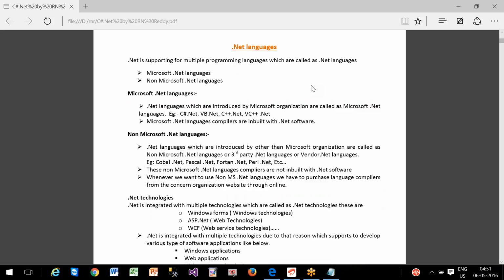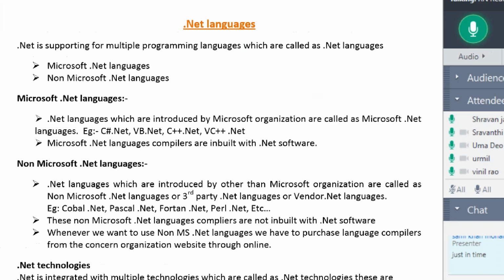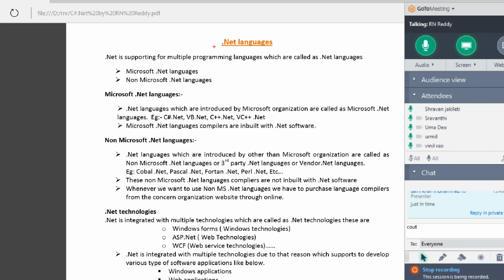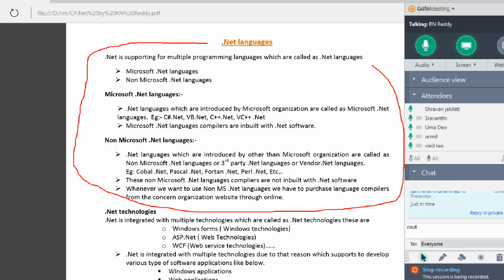The next topic is .NET languages. We discussed till now C#.NET, VB.NET and so on. About that, we need to understand some more points. You guys do one thing. You have very beautiful material in front of you. Just go through this part in your book.